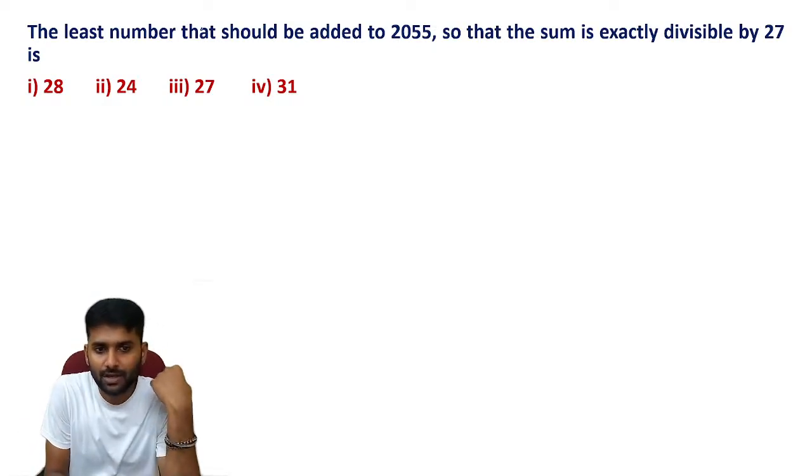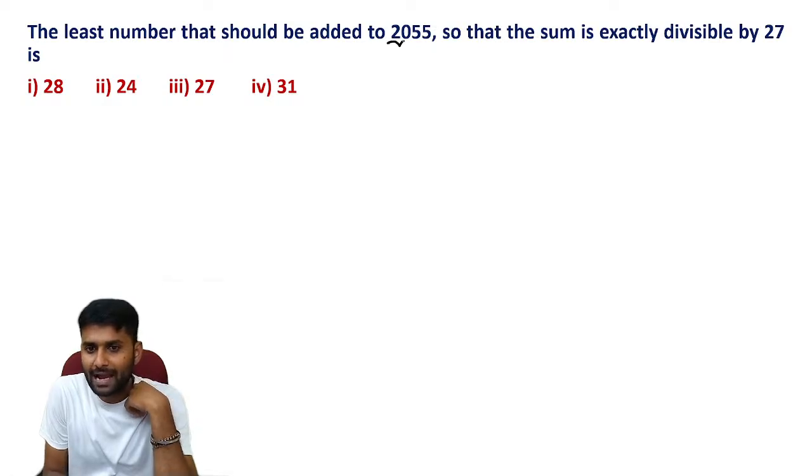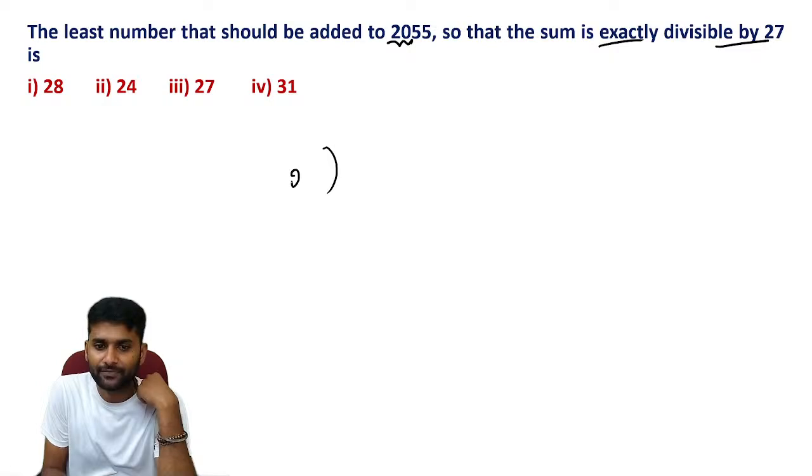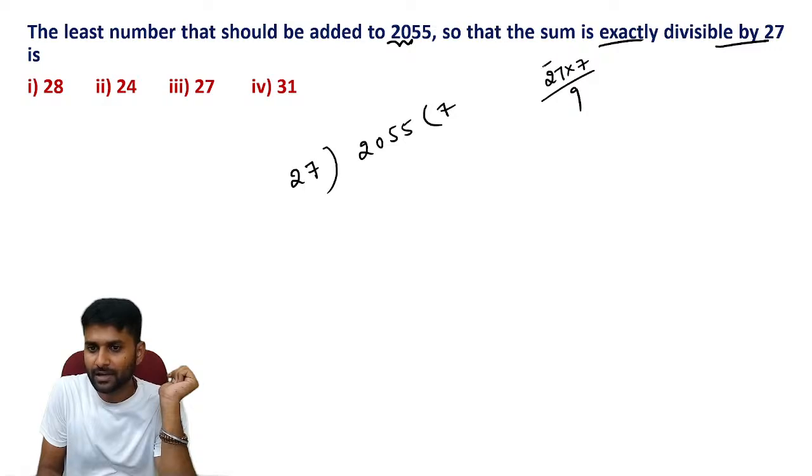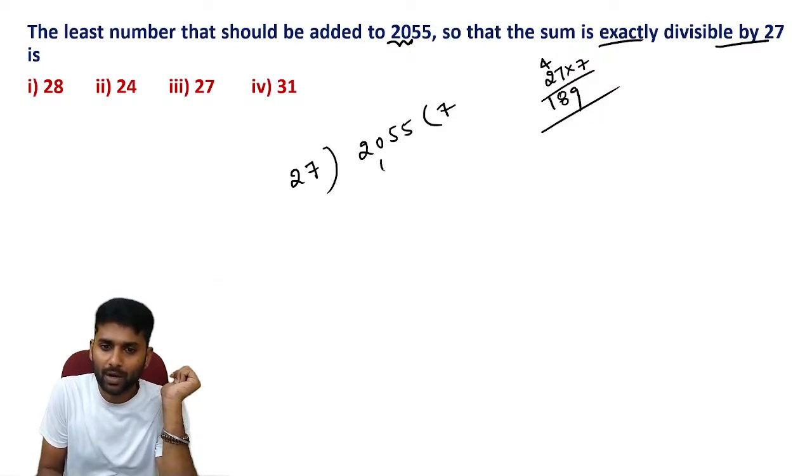Now see this question. The least number that should be added to 2055 so that the sum is exactly divisible by 27. The number is 2055. Let's find out how much remainder is left. Now 27 is multiplied by 7 times. 7 sevens 49, 7 twos 14, 189. So 189. Just find the difference here.